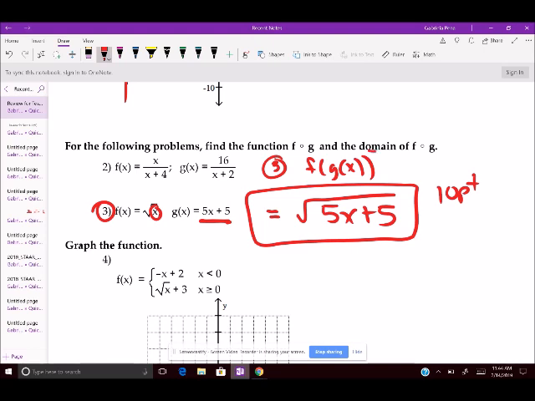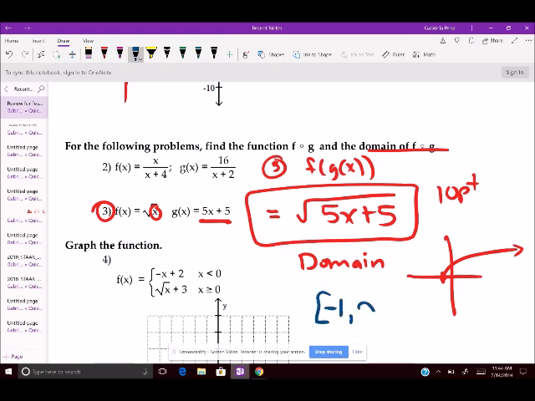Now, I still need to find a domain. So you need to graph it. So hopefully you have a calculator. Graph the square root of x plus 5. When we look at the graph, the graph starts at negative 1 here, and it goes like this, something like that. So obviously my domain includes negative 1, and it goes on to positive infinity. This here is going to give you 10 points. So if you could do number 1, you could do number 3.